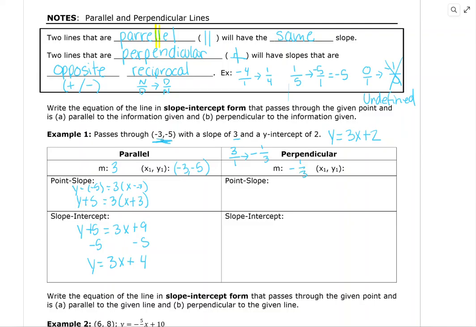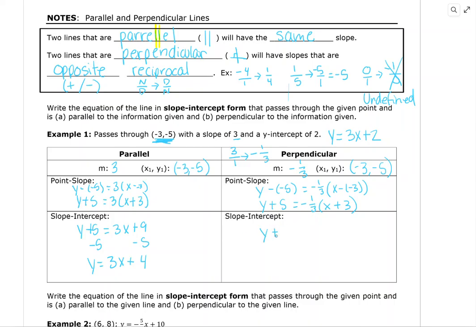Now that ordered pair is still the same, this one right here. So we have -3, -5 as the point we want our line to go through. When we plug it into point-slope, we are doing y minus -5 equals our slope of -1/3 times x minus -3. And that would change into y plus 5 equals -1/3 times x plus 3. And now we're going to distribute that -1/3 into our parentheses.